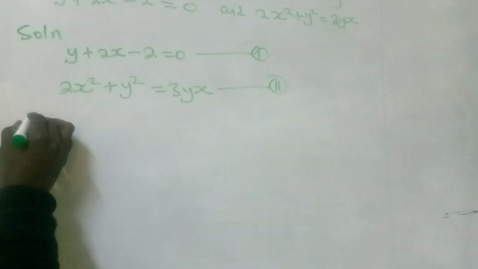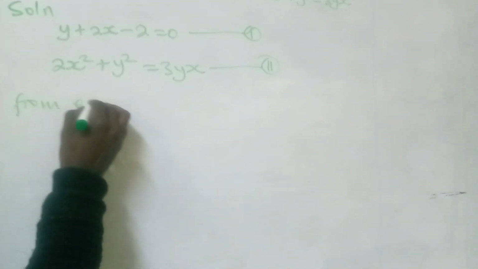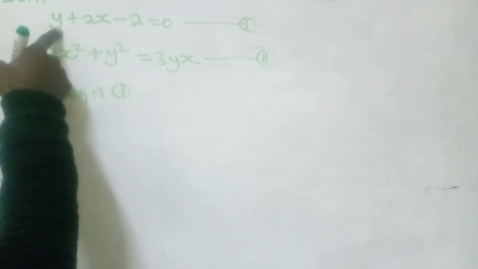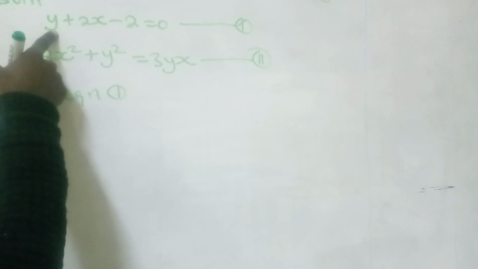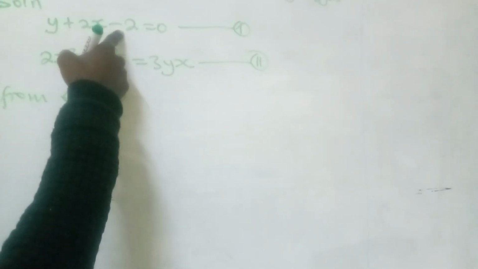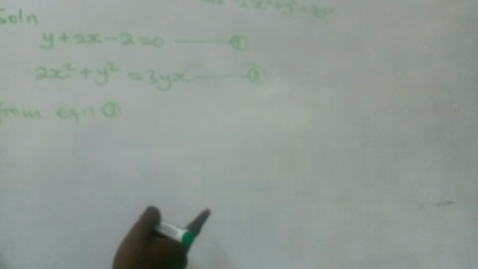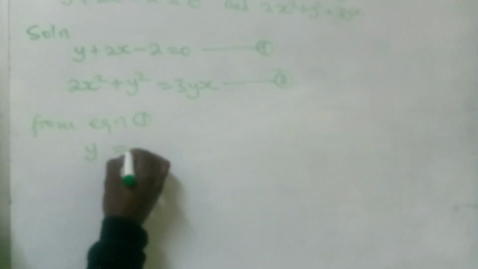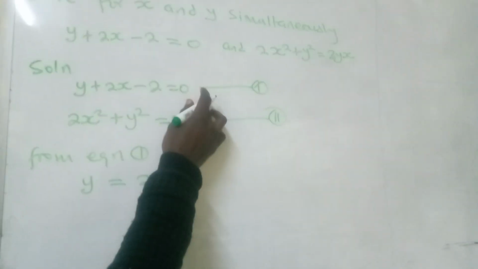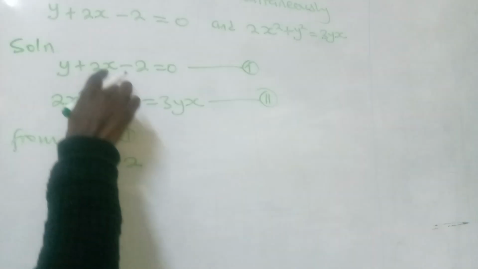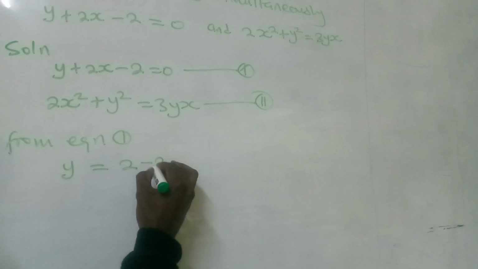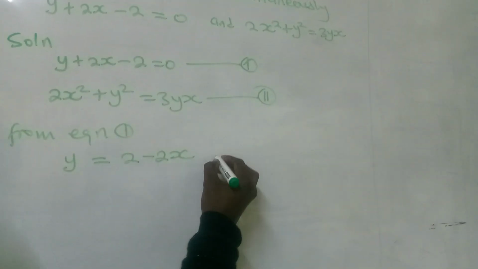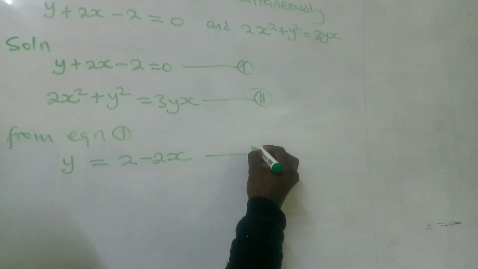Then from equation 1, we are going to make y the subject. It is easier to make y the subject by putting 2x and minus 2 on the opposite side of the equal sign. So we shall say y is equal to 2. We have put 2 on the opposite side, so it becomes positive. Then 2x on the opposite side of the equal sign is going to be minus 2x. So this becomes equation 3.